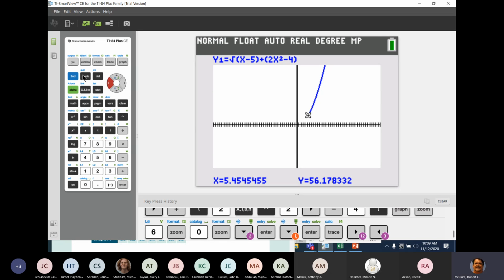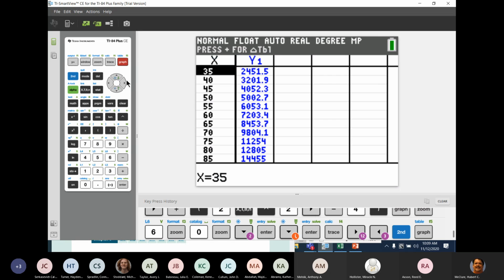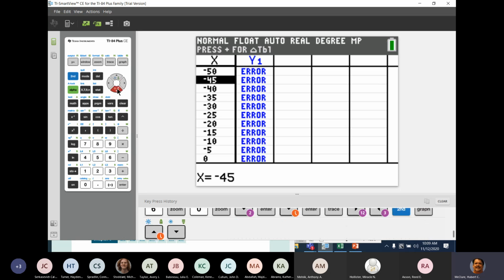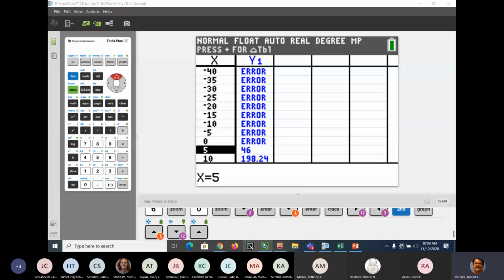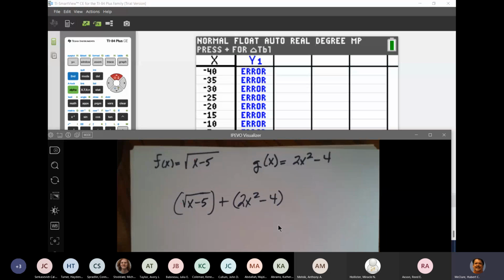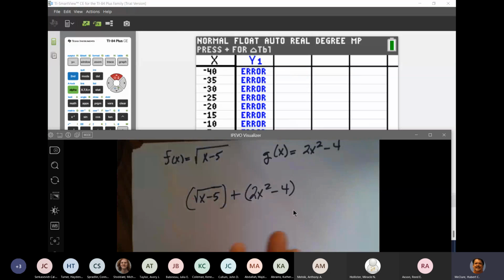You can go to the window table and go up, and you see that you can't have a negative under the radical. So there it is, starts at 5 and 46. So there's not much you can do with some, and that's what I'm trying to tell you. Sometimes when you're dealing with these compositions and adding and subtracting, there's not much you can do but just add it and get a messed up graph.